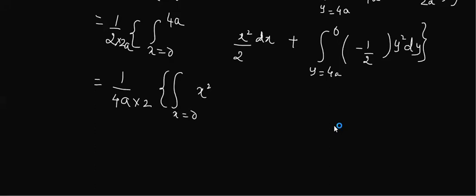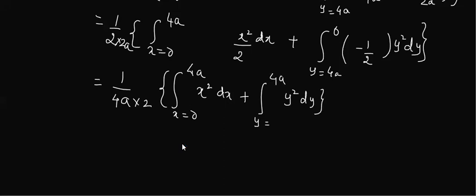So this is the integration of x square from 0 to 4a, x square dx. Now I'll write it as plus only. So if I'm writing plus, help me in writing this: y varying from 0 to 4a. 0 to 4a. Clear now?